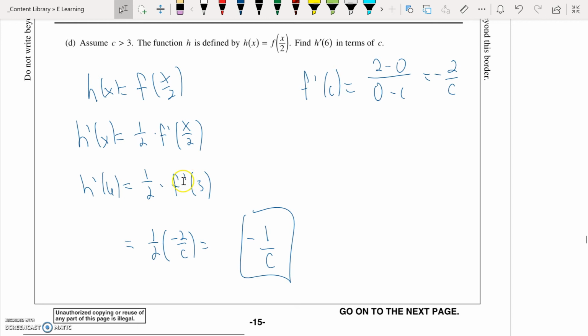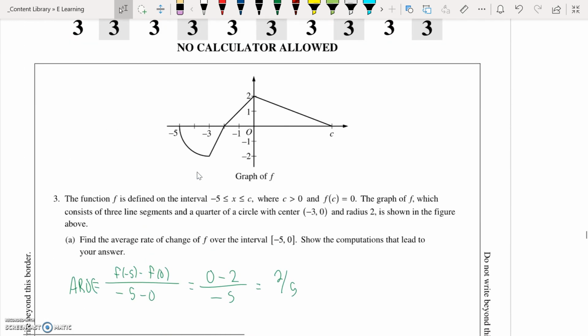Now f prime of 3 could be a little bit tricky. It says c is greater than 3. In other words, 3 is less than c. And we want to find this in terms of c. So I'm going to go back up to the drawing, and I can figure out f prime of c.